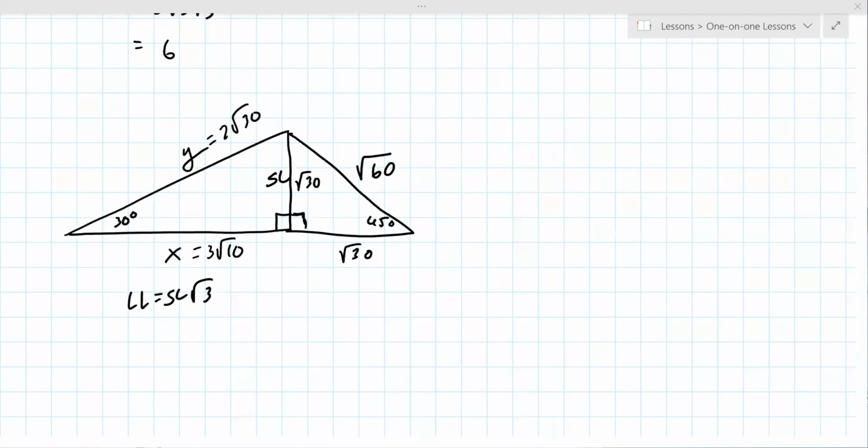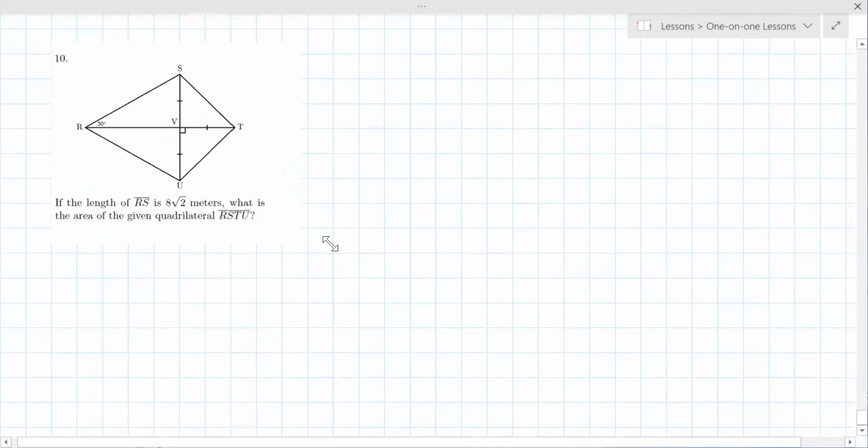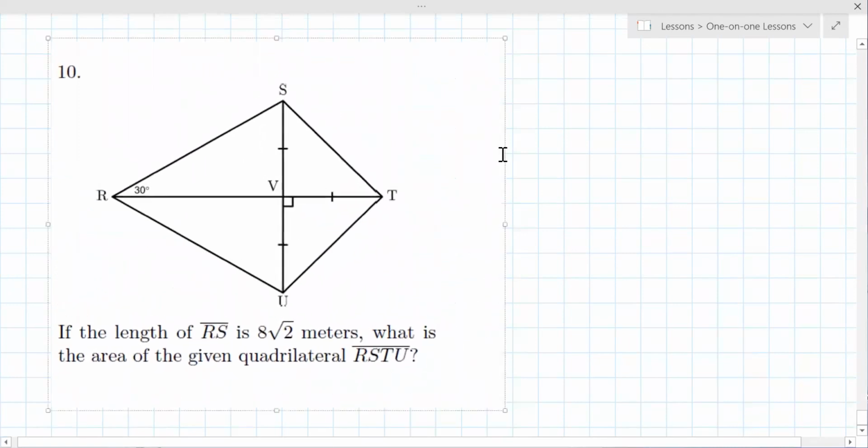All right. Oh, goodness. Here's a good problem here. We're going to look at an SAT, ACT problem. This is free response, and that means there's no multiple choice here. Let me make this bigger so you can see what it is. It's very much related to what we just did. The top half is a 30, 60, 90, and then it's a 45, 45, 90. They tell you the length of RS is 8 square root 2, and they want you to find the area of the given quadrilateral.